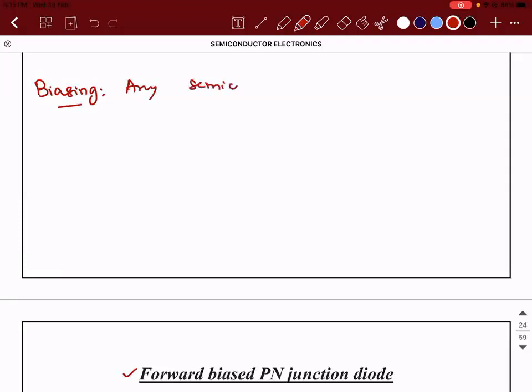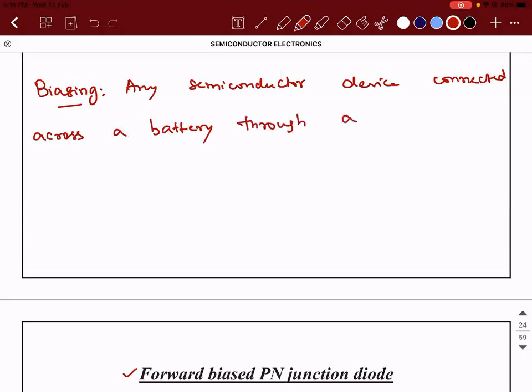Any semiconductor device connected across a battery through a resistor. So any semiconductor device connected across a battery through a resistor is called biasing.